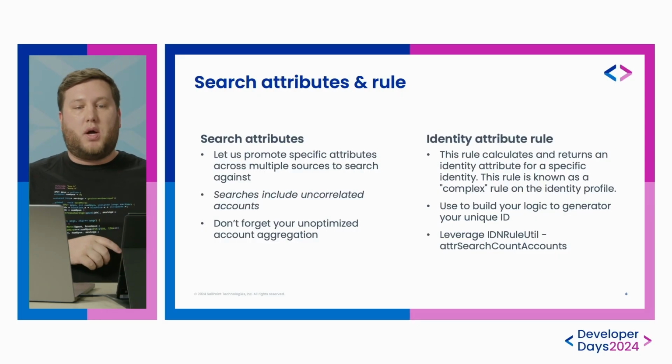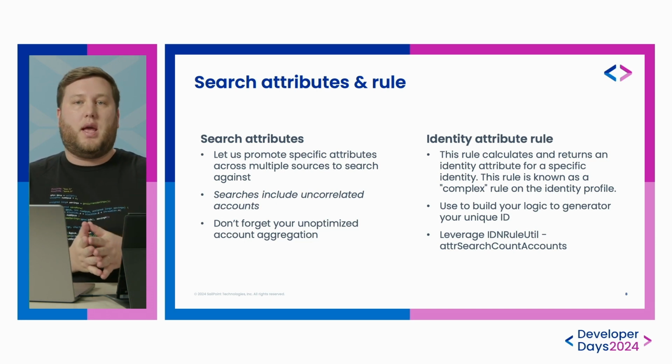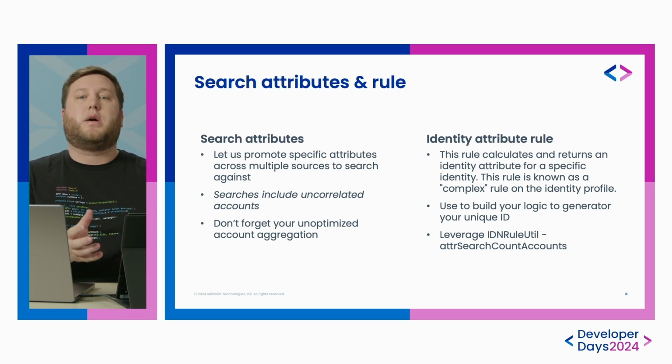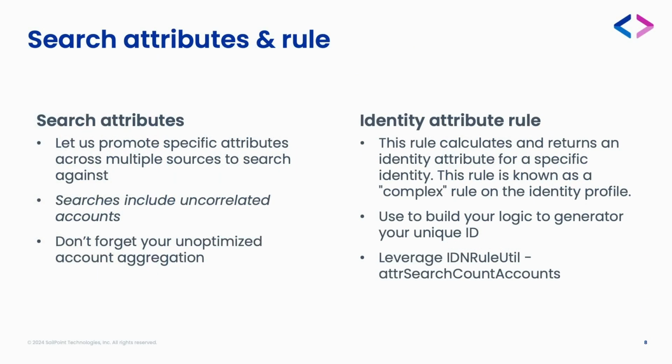Great. So search attributes let us promote specific attributes across multiple sources to search against. This is going to be key because when we have unique IDs, we want to be checking against both our downstream sources as well as our unique ID source. In this case, we'll be searching against Active Directory and our unique ID historical source. However, in another case, you might want to add some of your authoritative sources. You might want to check against Workday or PeopleSoft as well. If you're doing a mail attribute, you might want to check against Workday, Azure, and another system. Or if you're an organization that has multiple directory systems downstream, maybe you have come through mergers and acquisitions, search attributes let us commonize sets of attributes.